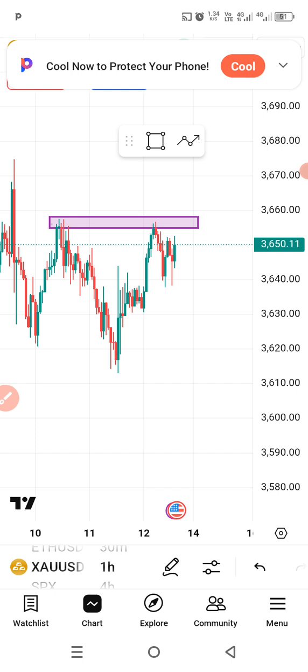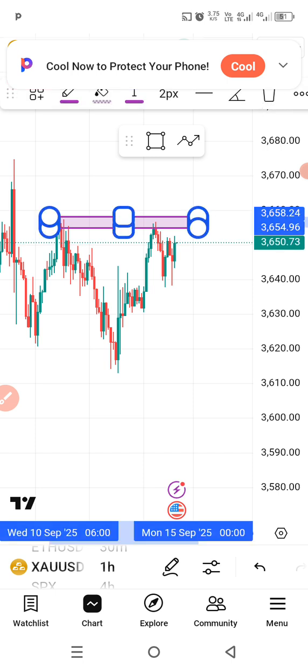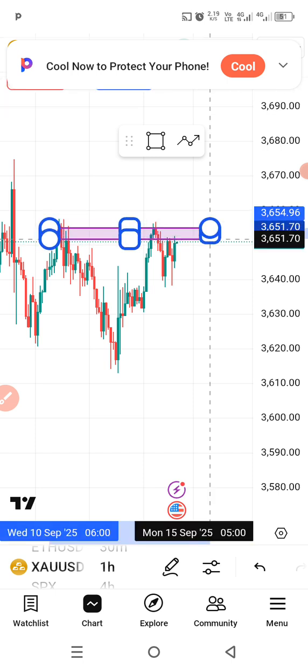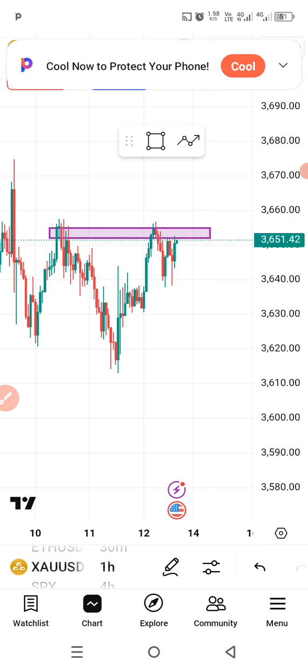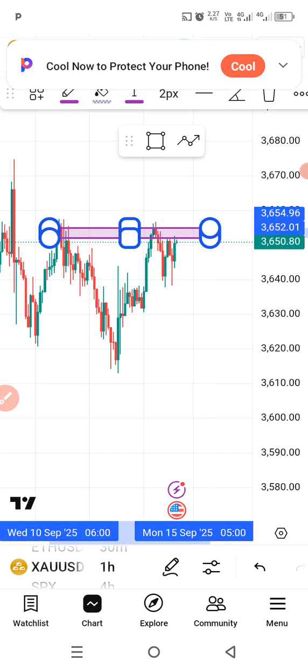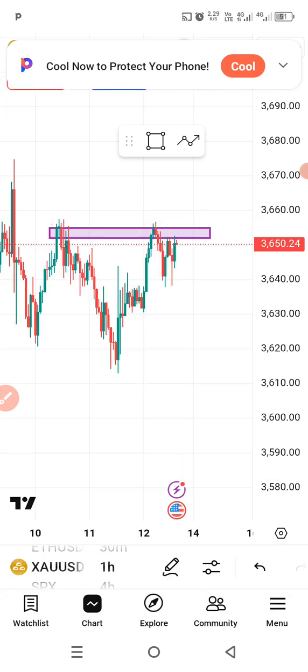I hope you're understanding. When the market touches this box, or as the market is within this range, let me draw it very well so that you can see it. As the market is within this range, when you go down to your lower time frame, you start looking for sell opportunities.